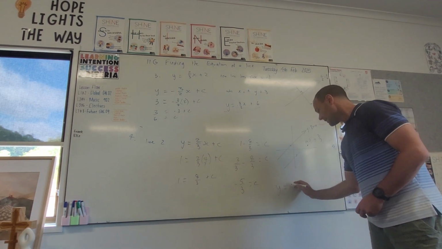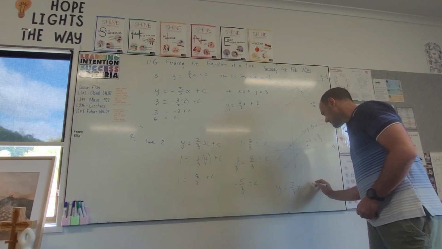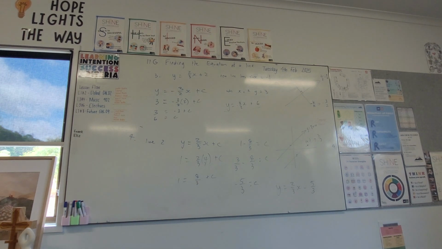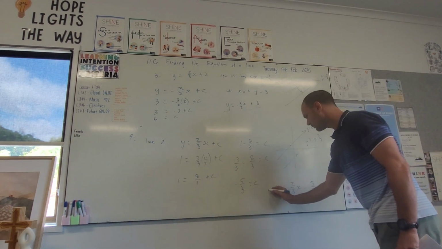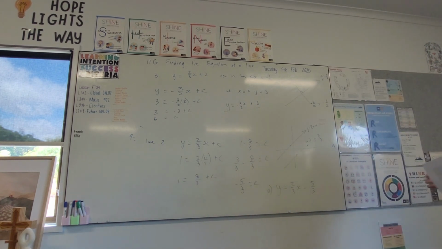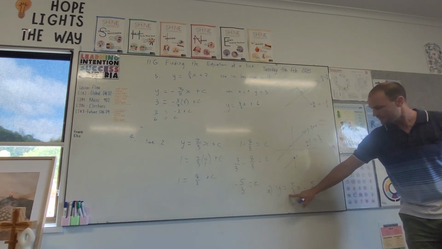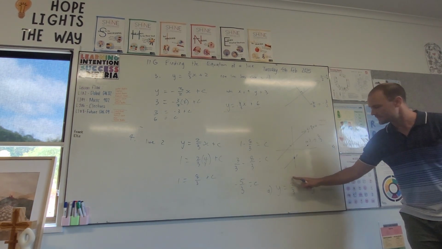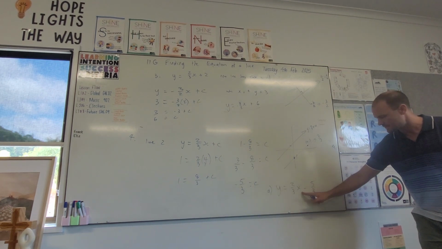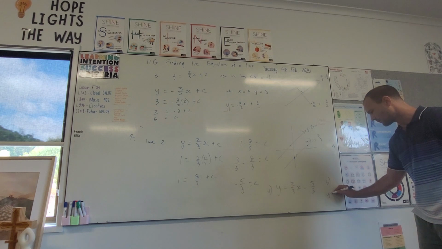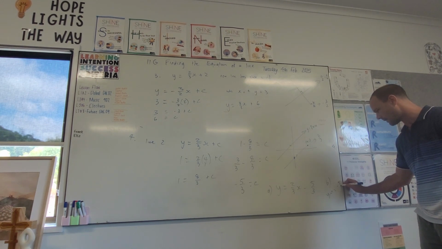This equation is 2 on 3x, take 5 on 3. So that's the answer to part A. Find in gradient intercept form the equation of line 2. That's question 4, part A. And part B says, hence find the y-intercept. Where does it cross the y-axis? Well, remember, this is y-intercept form. This is the slope, and this is the y-intercept. So our answer to part B is the y-intercept is negative 5 on 3.